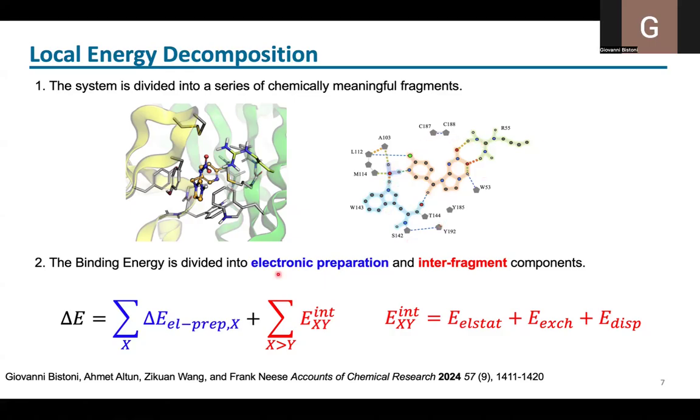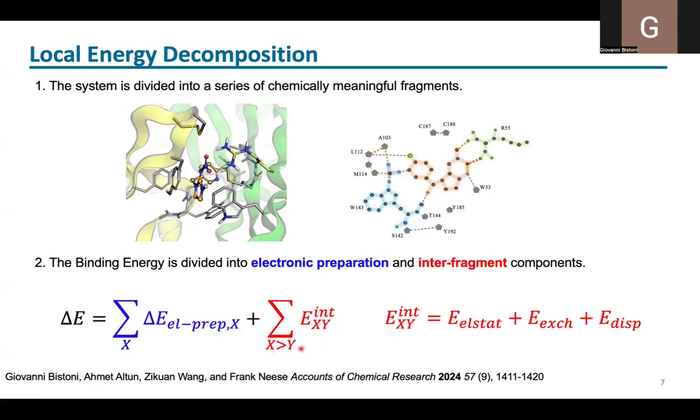We then compute the binding energy at the DLPNO coupled cluster level between the ligand and the protein using a supramolecular approach, and then using LED, we decompose it into contributions from individual fragments and fragment pairs. In this decomposition, you will see one repulsive contribution per fragment, representing the electronic preparation, and this is the change in the electronic energy of the fragment from its ground state to the perturbed state it has in the protein ligand complex.